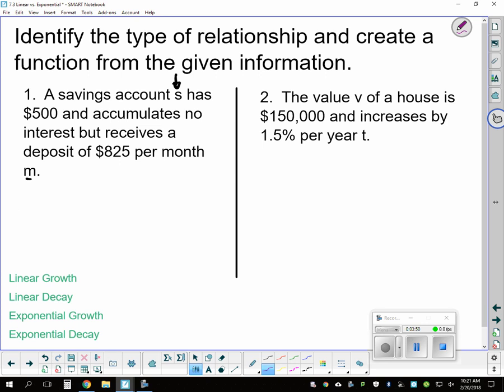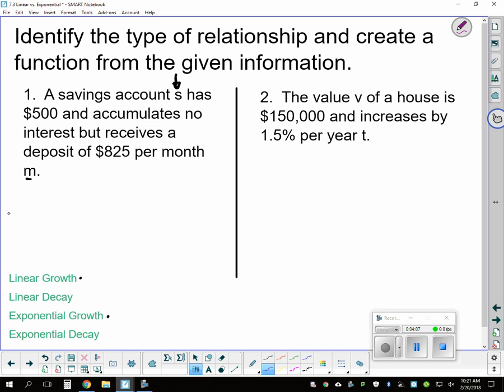What is this, linear or exponential? Hopefully we're seeing that it's growth because you're receiving a deposit, so we know it's got to be growth. Is it growing linearly or exponentially? There's different ways you could figure this out, okay?